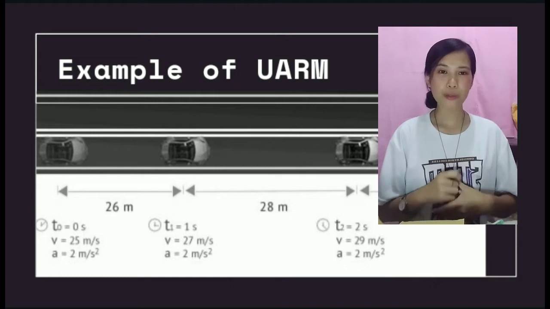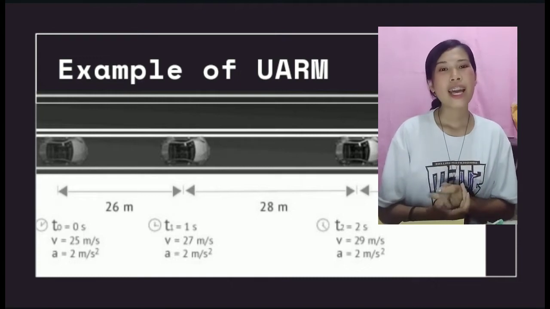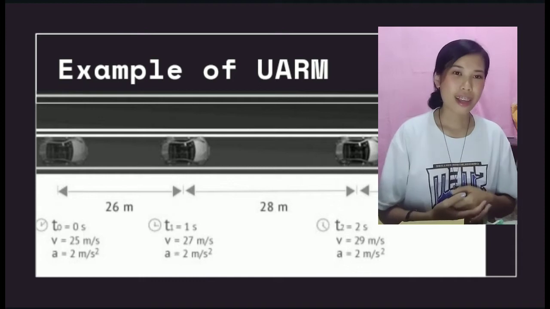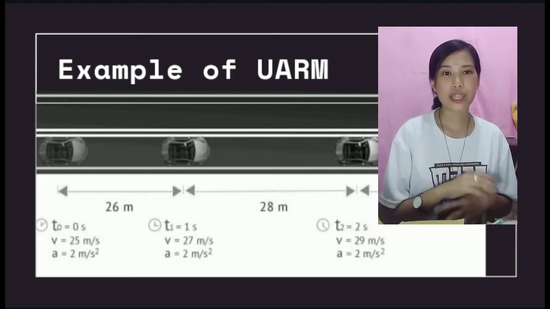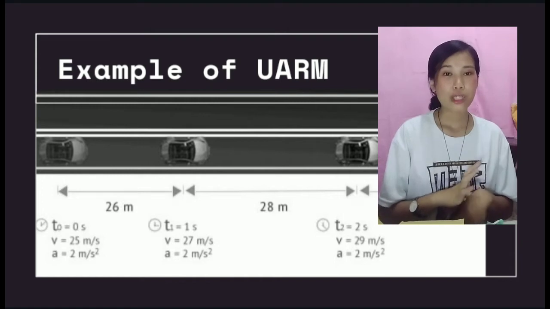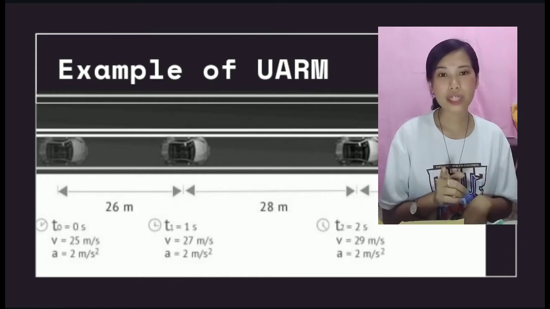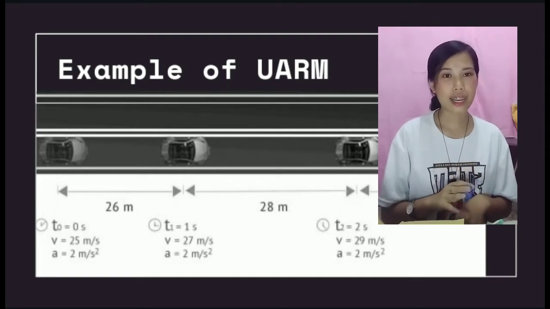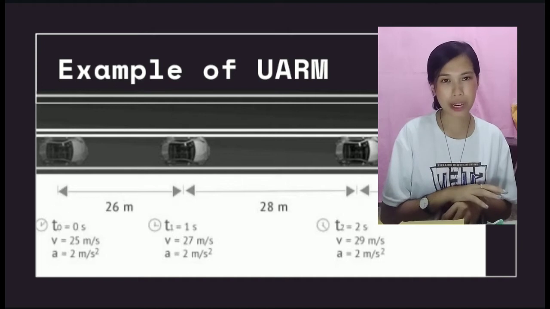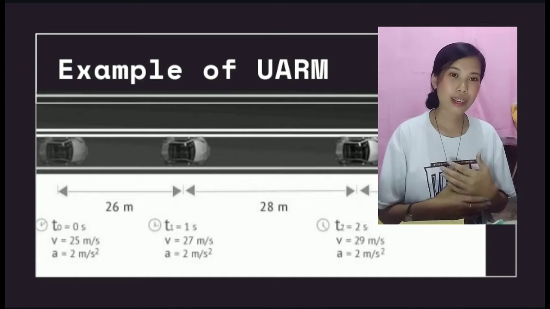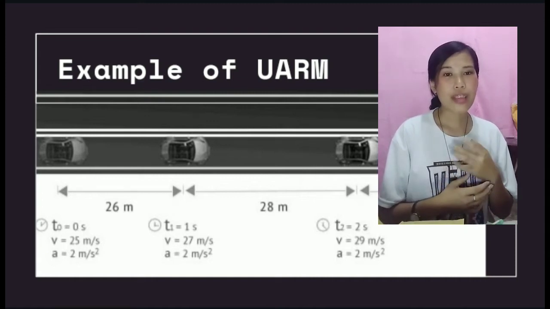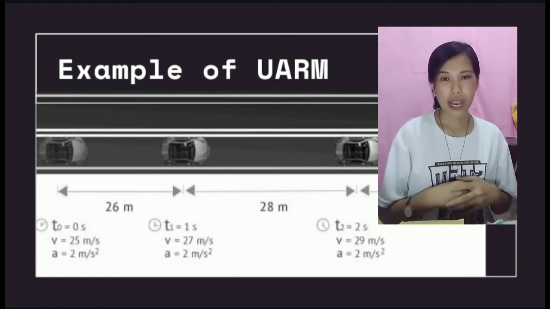So, we have here an example. In our example, the car describes a UARM since it moves in a straight line with constant acceleration equivalent to 2 meters per second squared. Notice that in each second, the velocity and the distance traveled by the body increase based on the value of the acceleration in the previous second.